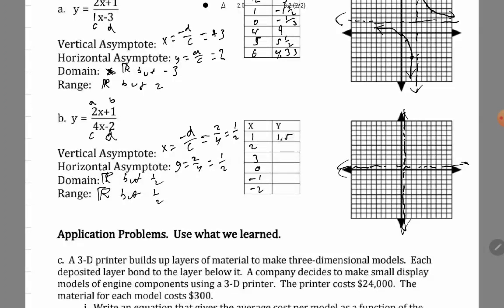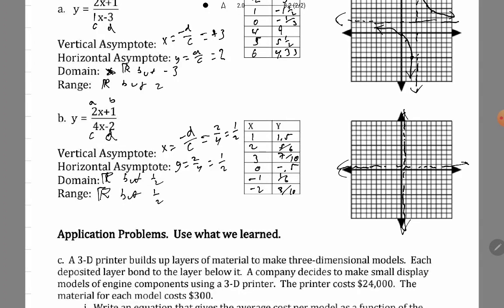And I'll get 1.5. If I plug in 2, I'll get 5 over 6. 3 gives 7 over 10. Plug in 0, I'll get -1/2. -1 is 1/6. And -2 is 3/10.